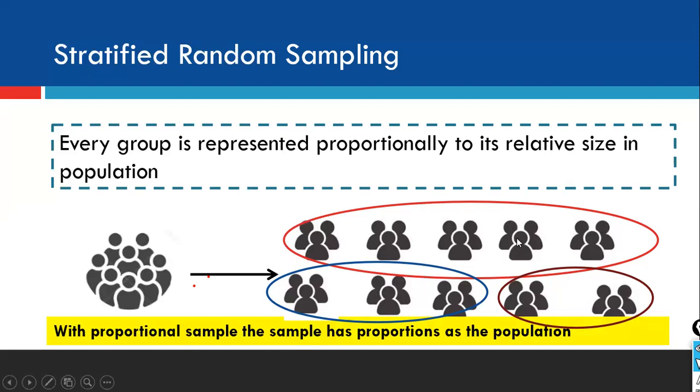All these segments, I need to randomly sample the data. And also I should make sure that I select from each segment proportionately, which means 5 plus 3, 8 plus 2, 10, right? My sample should have a mix of all these three segments of people, but it should be in proportion to its relative size in the population.